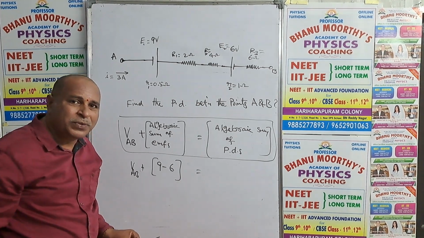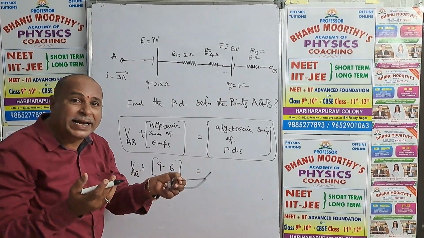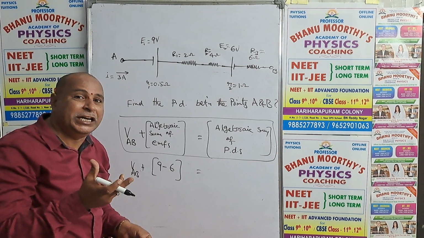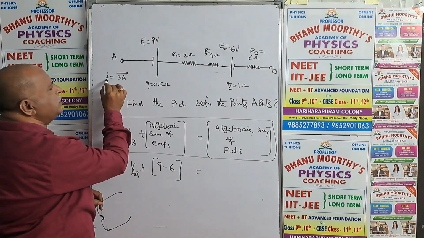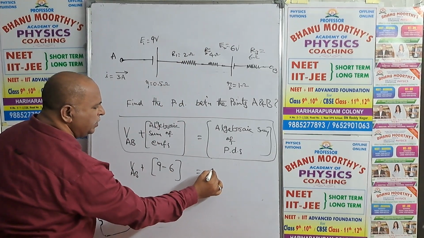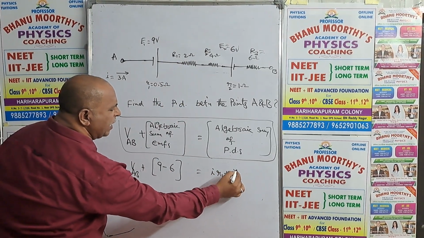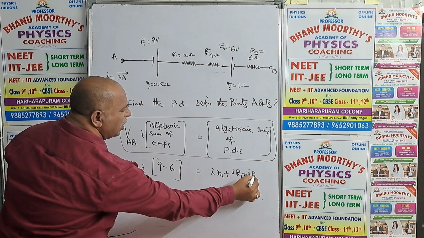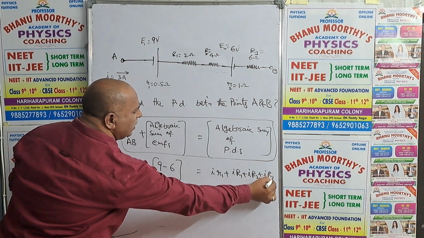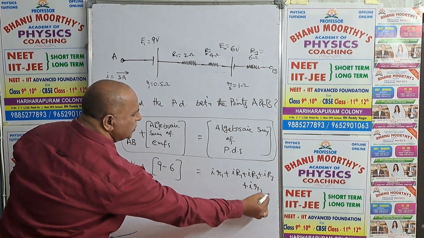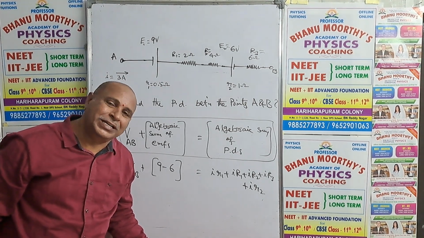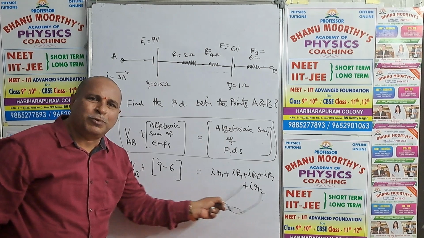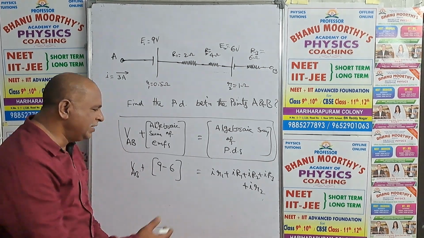That is equal to the algebraic sum of PDs, the algebraic sum of potential differences. See, I into small r1 plus I into capital R1 plus I into capital R2 plus I into capital R3 plus I into small r2. Potential difference, that is IR. IR represents potential difference. Sum of all these potential differences. This is a method.